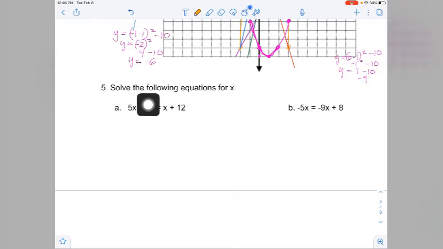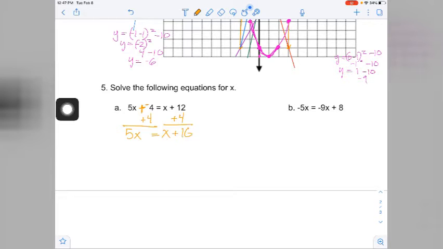But I'm going to get rid of this negative 4. If I want to zero out a negative 4, one thing I can do is add 4 to it. So negative 4 plus 4 makes 0. But if I add 4 to get rid of that negative 4, I also have to add 4 to the other side. That's a balanced set. Once I'm done with that, I should have 5x plus 0 equals x plus 12 plus 4, which happens to be 16.